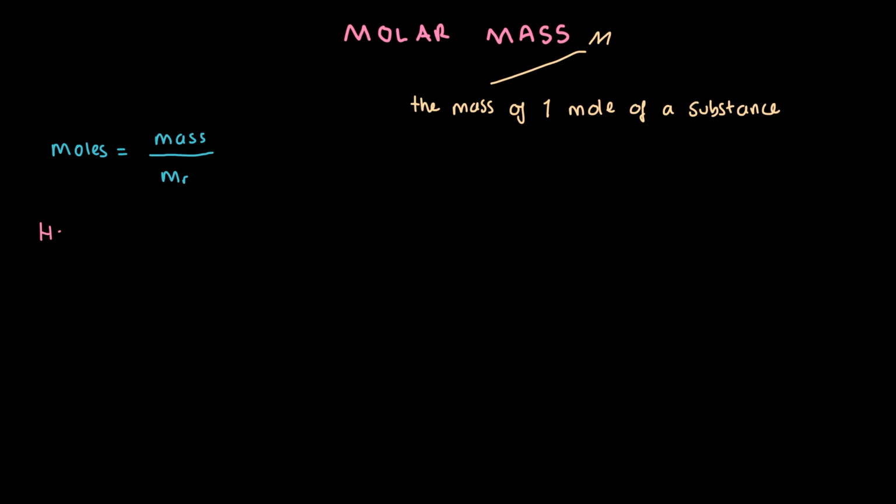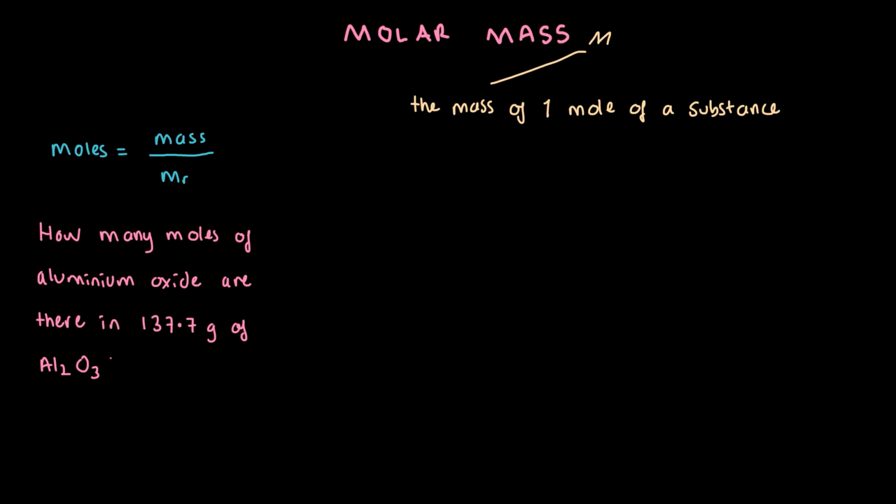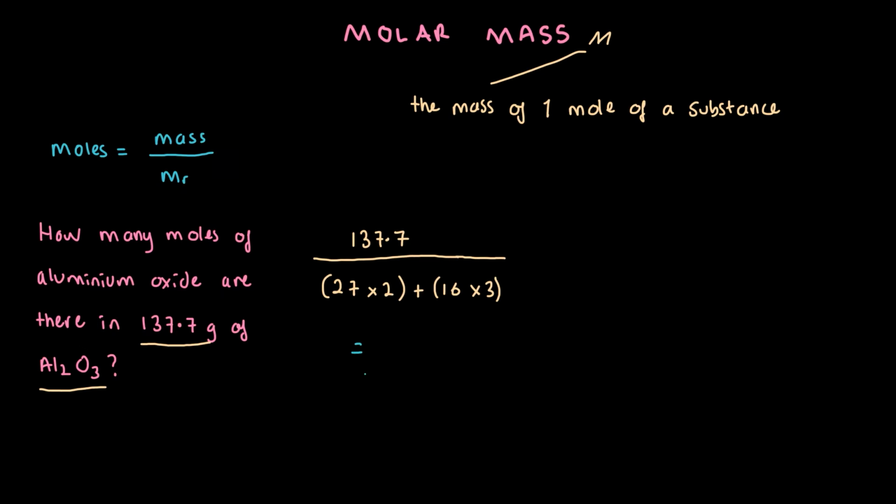Here's a question. How many moles of aluminium oxide are there in 137.7 grams of Al2O3? The mass is 137.7 grams. I need to divide this by the Mr. Aluminium has a relative mass of 27, and there are 2 of them. Oxygen has a mass of 16, and there are 3 of them. And the answer is 1.35 moles.